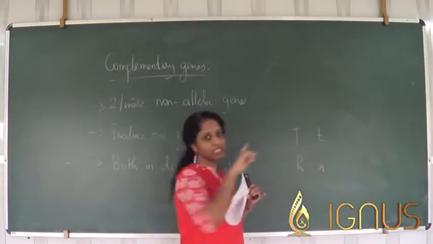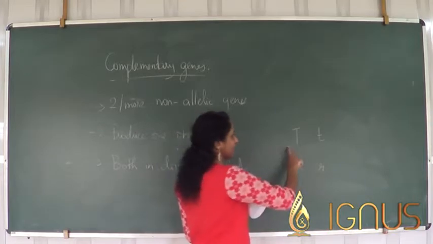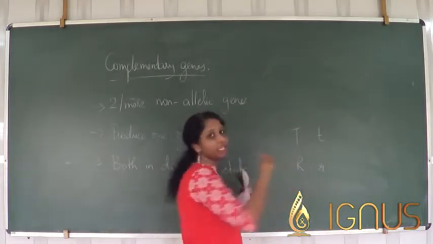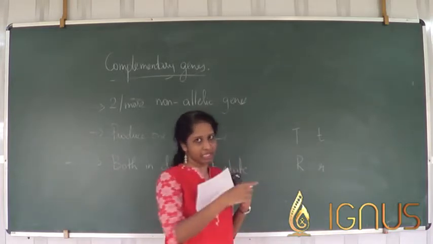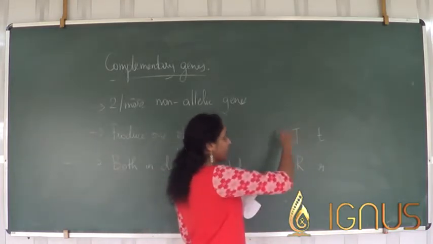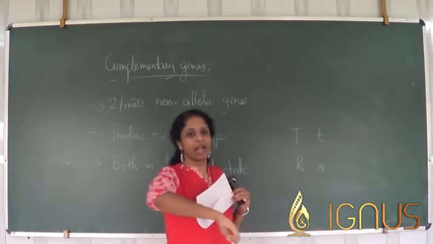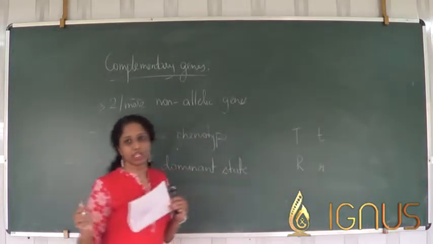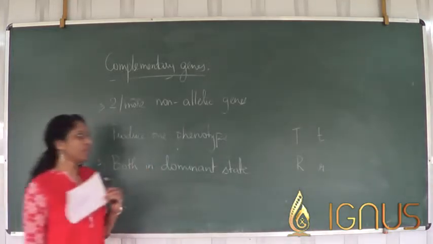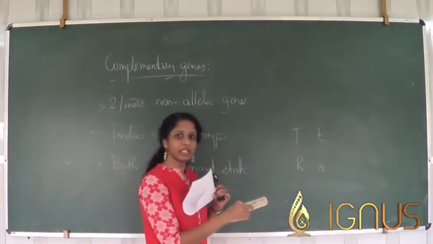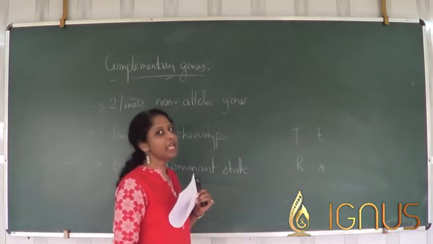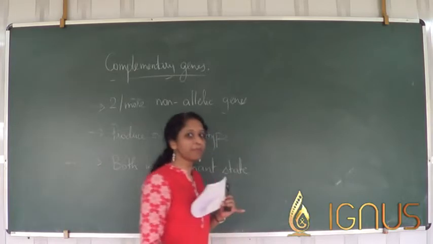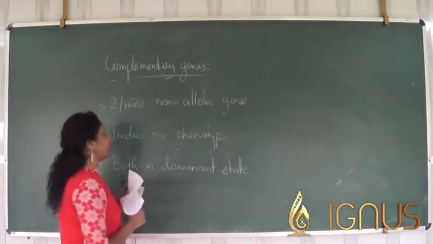Now they are not related to each other, so these are two different genes, but if they are going to interact with each other and give rise to one specific phenotype, I'm just giving an example, then that is called a complementary gene. So when you have two different non-allelic genes interacting with each other to give rise to one phenotype, then they are called complementary genes.